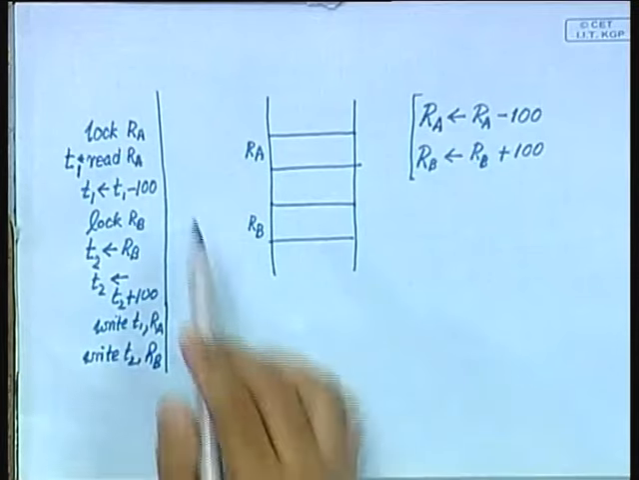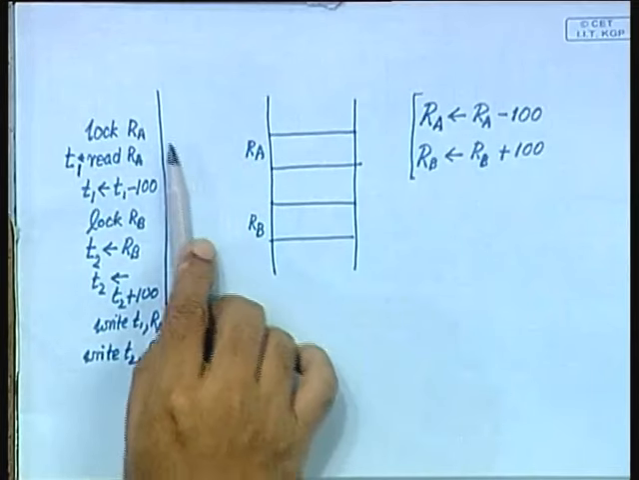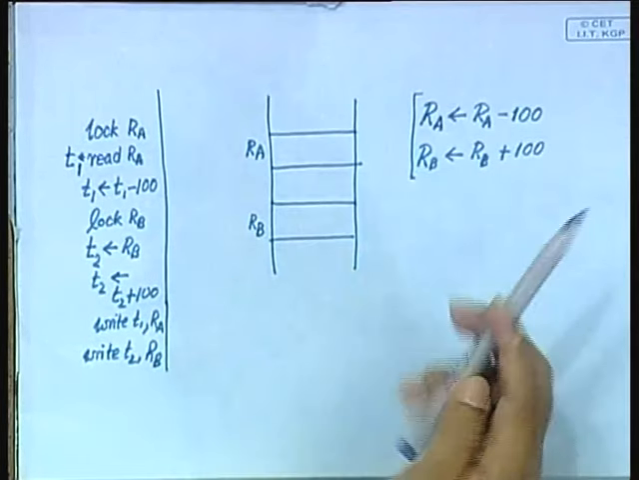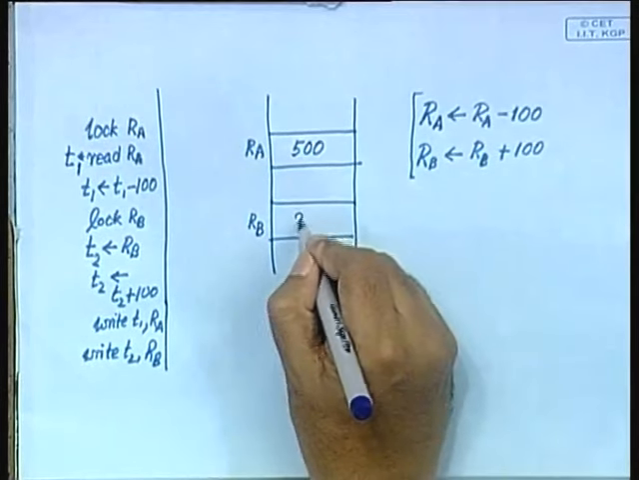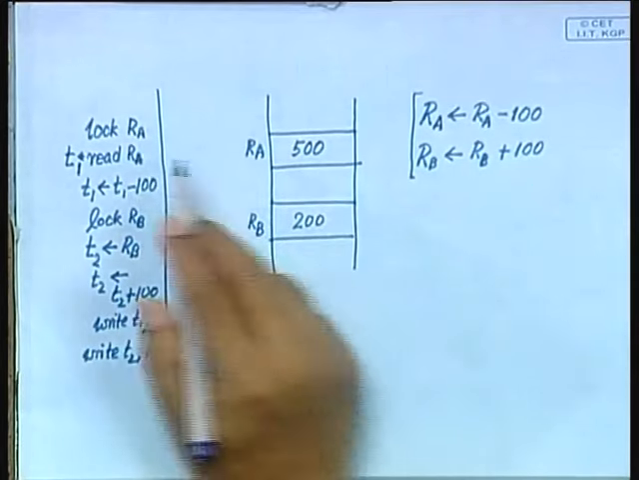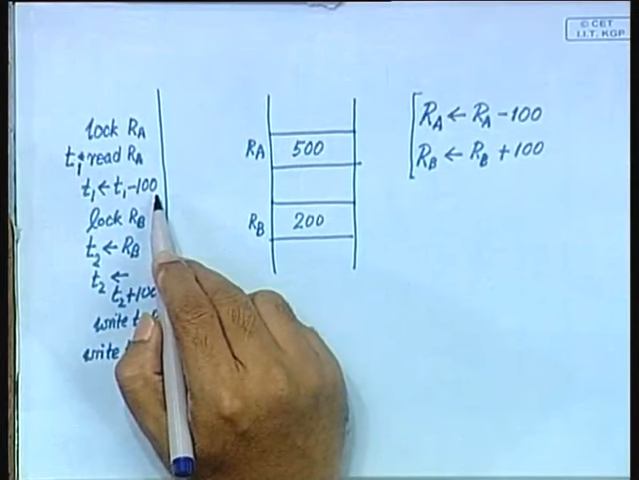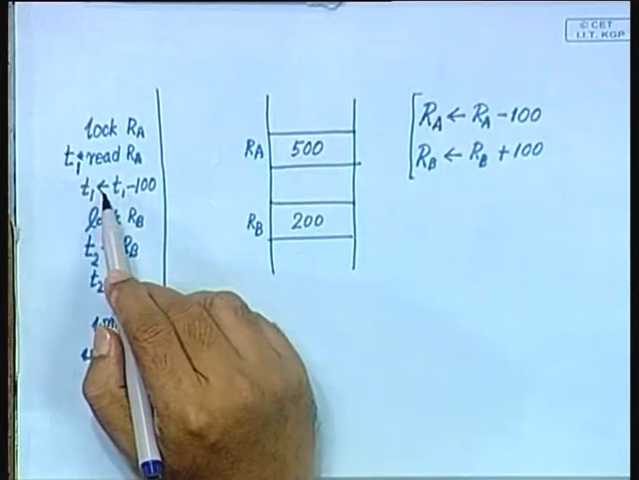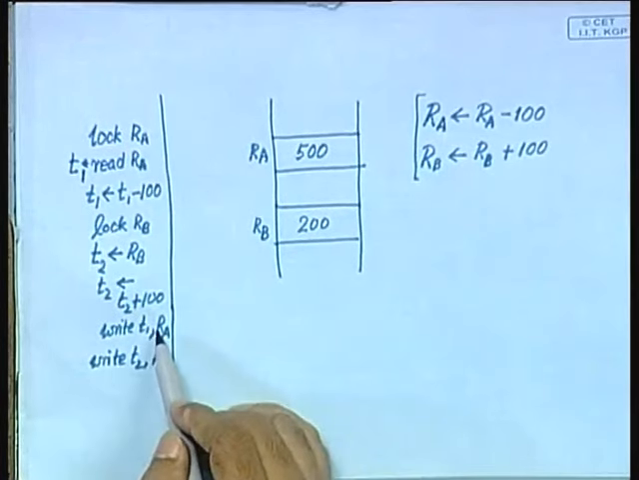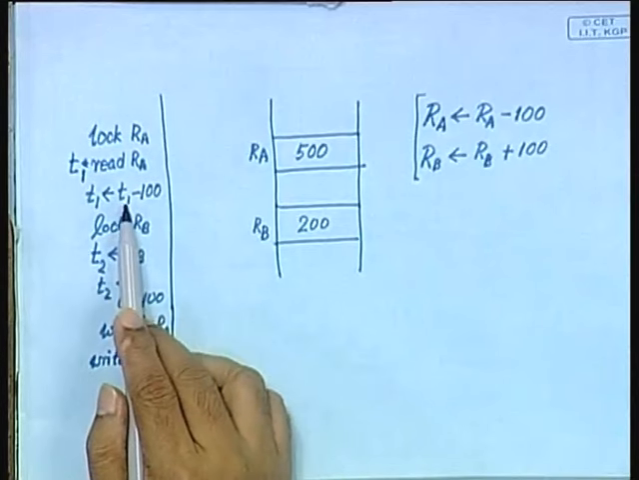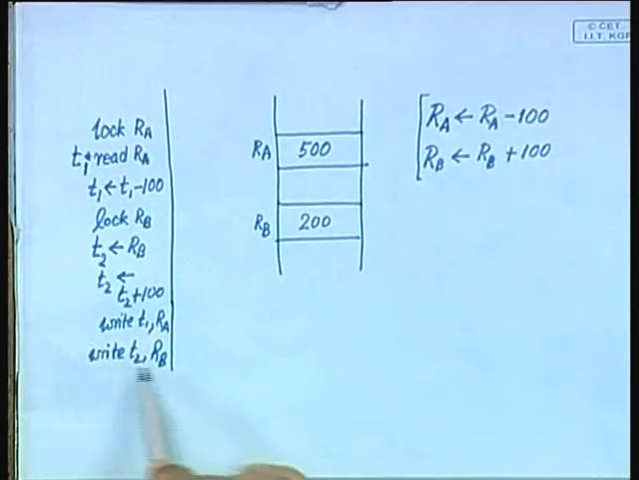okay. Now see, we are not actually doing anything here, we are not doing anything on the actual database. So, suppose RA is 500, RB is 200, right. So, what is happening here? Here T1 is getting 500, then T1 is becoming 400, right. So, basically at this point T1's value is 400, it is noted, then you lock RB, then you read this 200 plus 100, 300, okay. Sorry, this will be 400, right. T1 will be 400, T2 will be 300, and then this one it will not do at this point of time.